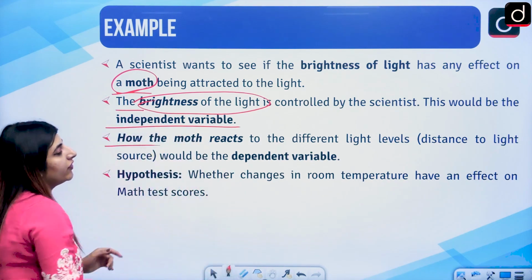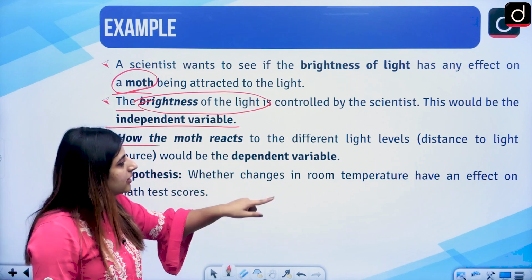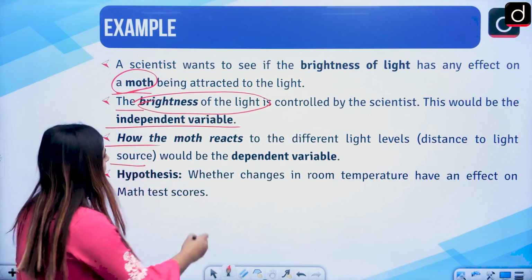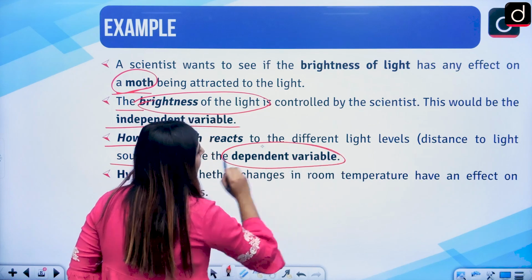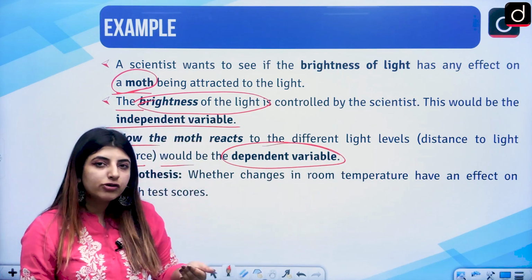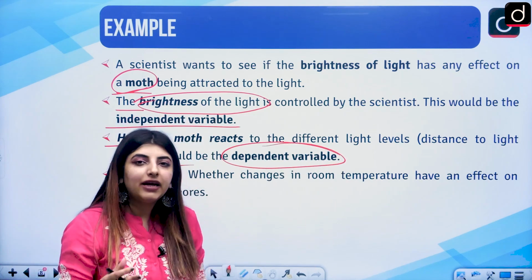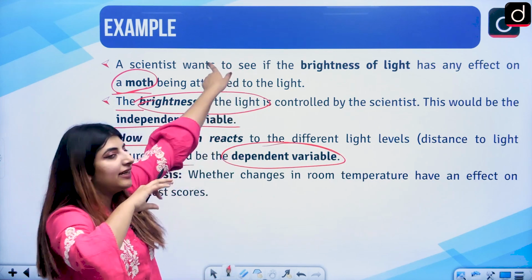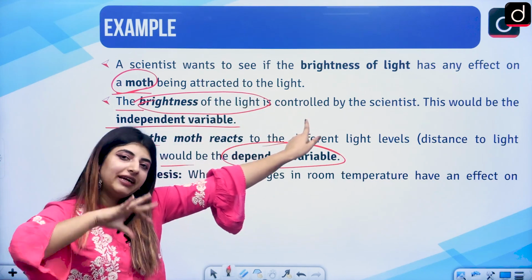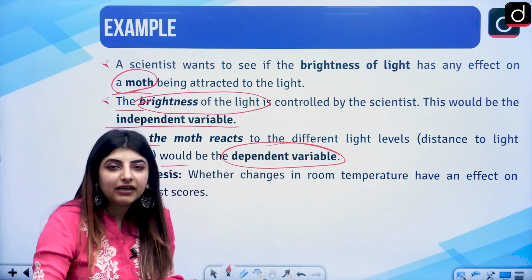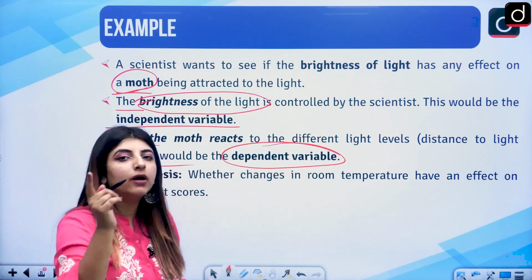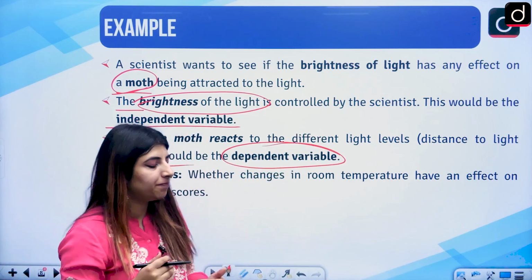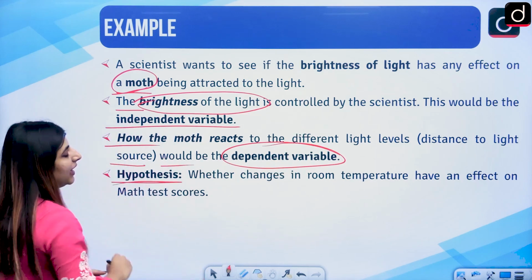So how the moth reacts to different light levels, the distance to the light source, would be the dependent variable. If it comes close to the light which is bright, it means that the scientist wanted to see the effect of the brightness of light, and it did have an effect on the moth coming near to the light. So what will be the hypothesis?